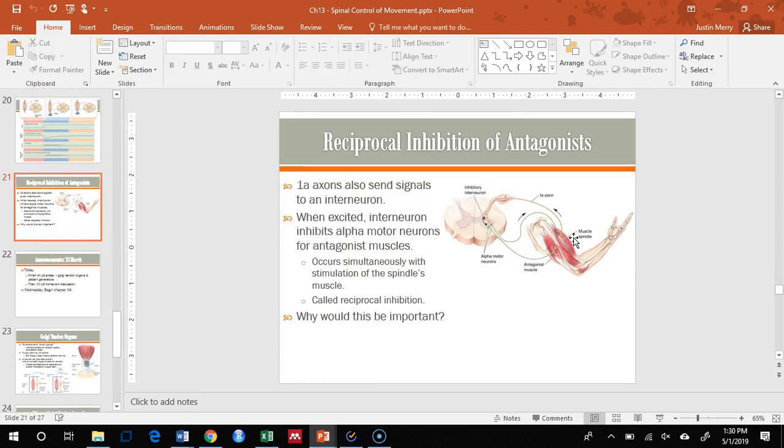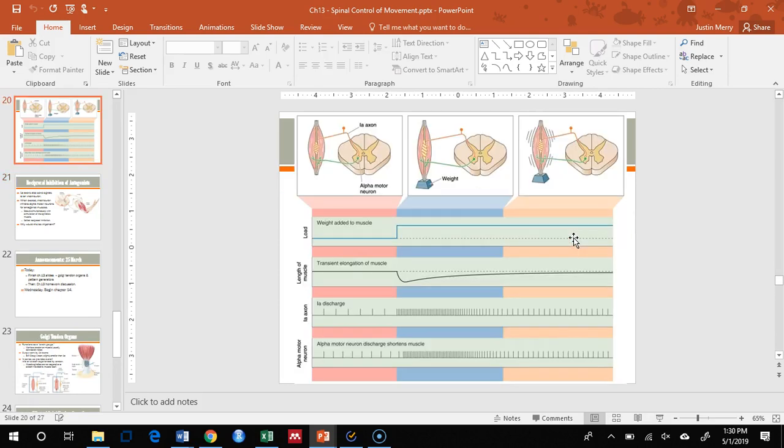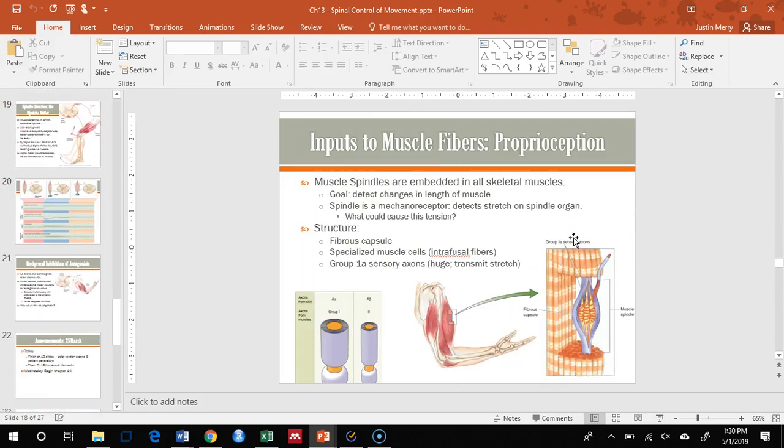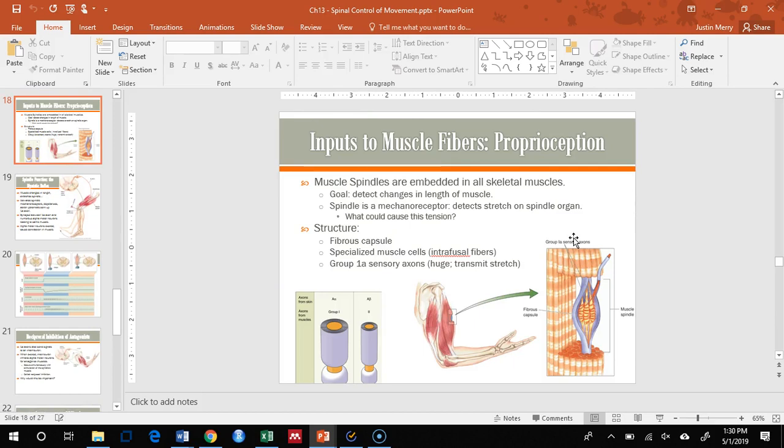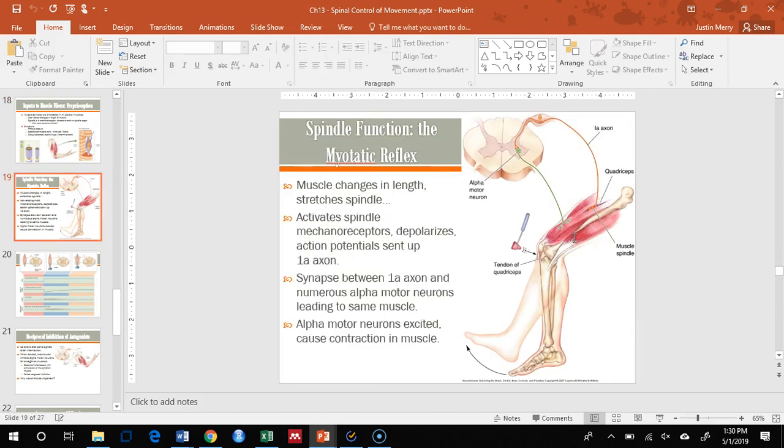So, you know what, since you're asking about the myotatic reflex, I'm going to do that, and then I'll do reciprocal inhibition because the one leads to the other. So the idea with the myotatic reflex is that we're using these muscle spindles. So we have these little muscle spindle guys. I'm going to dim the lights slightly. Oh, I want the other one.